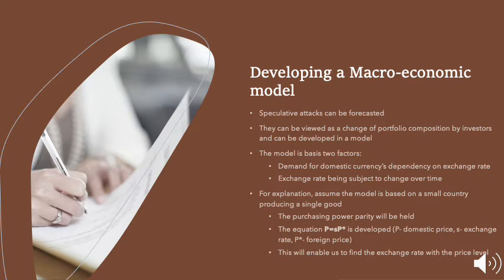This can be interpreted as the equation P is equal to S multiplied by P star, where P is the domestic price level, S is the exchange rate of the currency, and P star is the foreign price level. Therefore, we can identify the exchange rate with the price level owing to this equation.